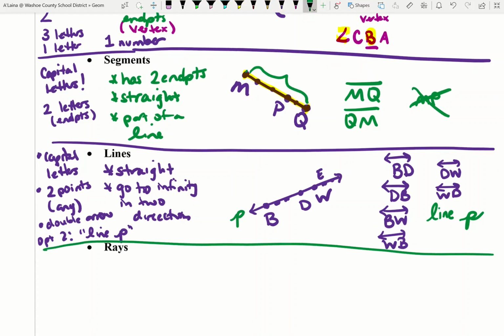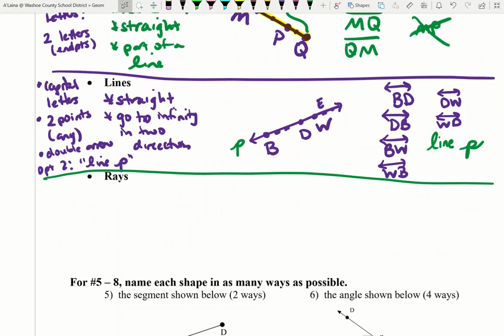The last type of shape we're going to look at right now are rays. And when we're talking about rays, these are straight. The reason they're straight is because they are portions of lines. They will have one endpoint. Unlike a segment, which has 2, these will have one endpoint. And these will go to infinity in one direction. Lines go to infinity in 2 different directions.